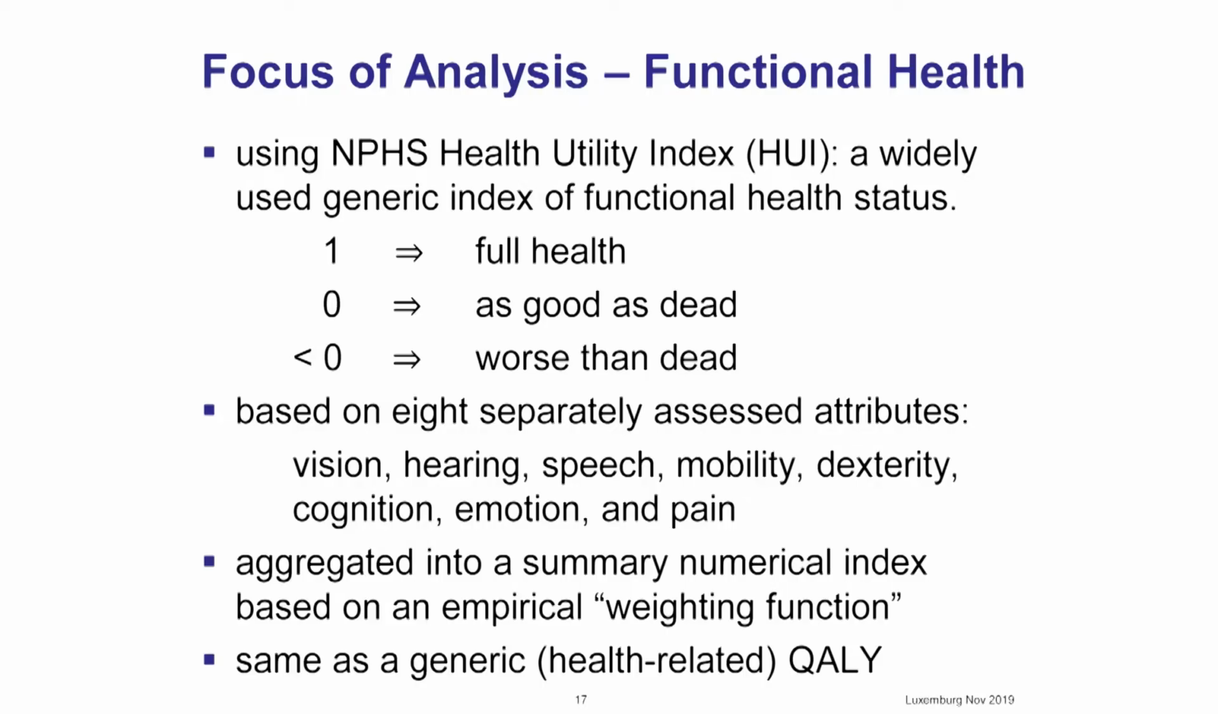So 1 is full health, 0 is as good as dead. There are people whose health state is considered worse than dead, but we didn't observe any in the sample. And the 8 separately assessed attributes are vision, hearing, speech, mobility, dexterity, cognition, emotion, and pain.